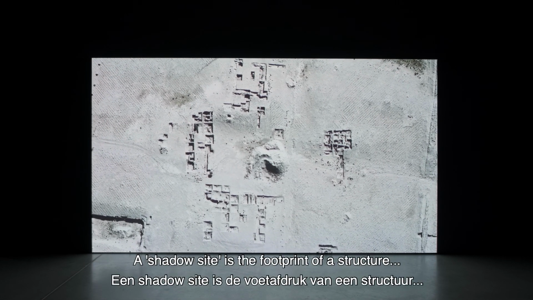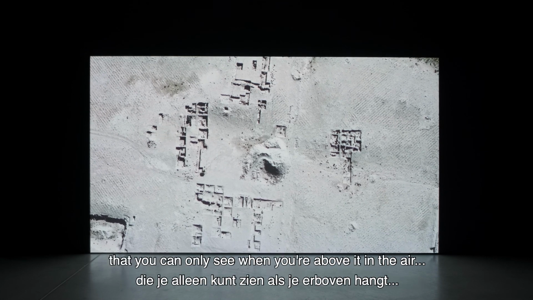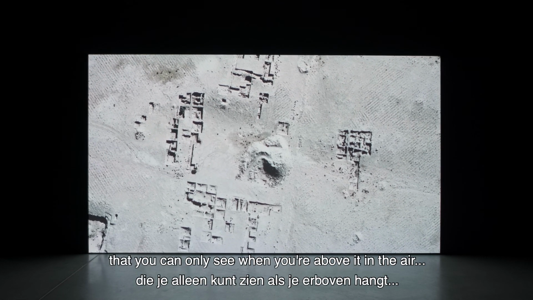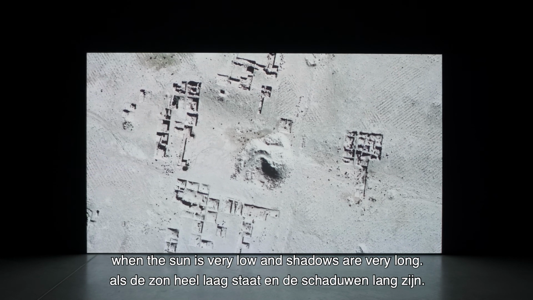And that's what a shadow site is. It's the footprint of a structure that you can only see when you're above it in the air, when the sun is very low in the sky and shadows are very long.